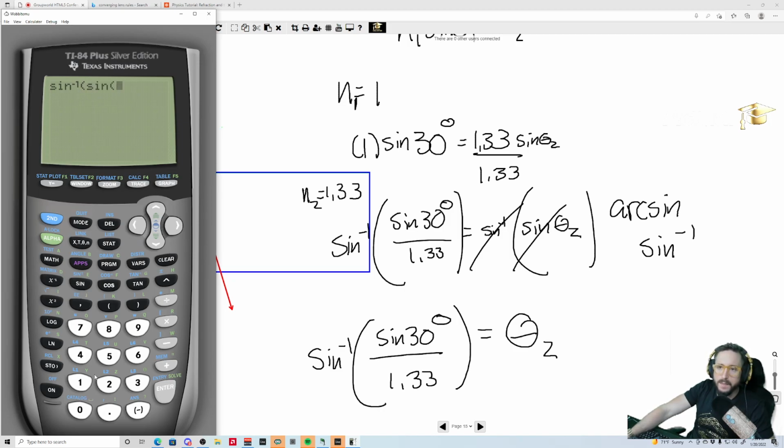Cool. All right, and then that's sine to the -1 of sine of 30, divided by 1.33. Then it's important to close the parentheses. And there you go, that's your answer. Oh, okay. So theta 2 is 22 degrees, right?